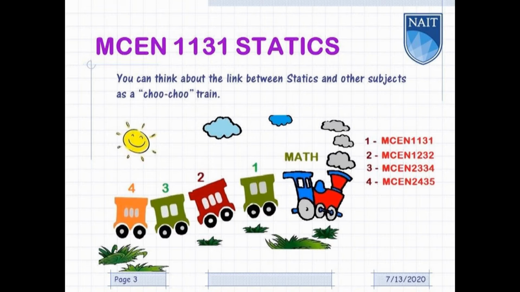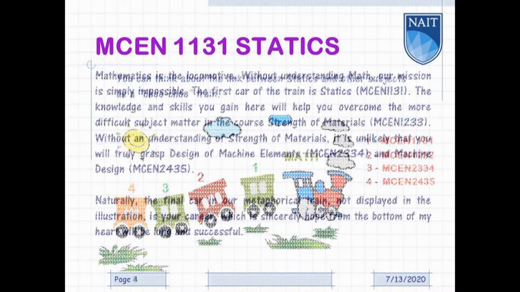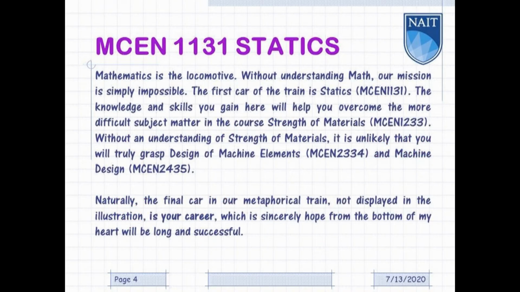You can think about the link between statics and other subjects as a choo-choo train. Mathematics is the locomotive. Without understanding math, our mission is simply impossible. The first car of the train is statics. The knowledge and skills you gain here will help you overcome the more difficult subject matter in the course Strength of Materials. Without an understanding of strength of materials, it is unlikely that you will truly grasp design of machine elements and machine design. Naturally, the final car in our metaphorical train, not displayed in this illustration, is your career, which I sincerely hope from the bottom of my heart will be long and successful.